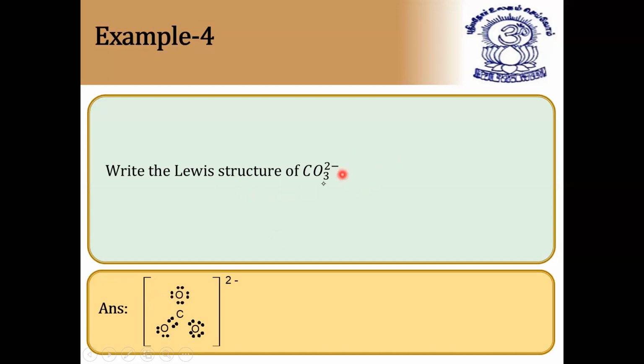So on the whole, it is CO3 2 minus, the Lewis dot structure of the carbonate ion. What is it called? Carbonate ion. It is a species, not actually a compound. It is called the carbonate ion. I hope it is clear. Next question.